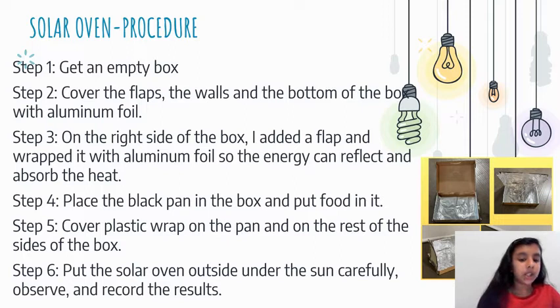After that, I placed the uncooked food into the black pan, covered the pan with plastic wrap, and then put it into the box. Lastly, I covered the box with plastic wrap. Then I put the solar oven outside carefully under the sun. Periodically, I observed and recorded the results. You can see the picture of the oven in this slide.